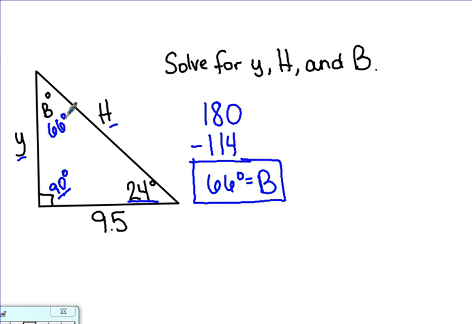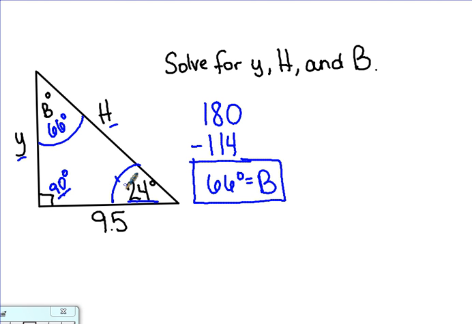Now what we want to do is find our missing sides, Y and H. In order to find missing sides of a right triangle, if you are missing more than one side, you want to use your sine, cosine, and tangent function. You can either pick to base it off of the 24-degree angle, or you can base it off of the 66-degree angle. For this one, I'm going to choose our 24-degree angle, and I'm going to base all calculations off of that.